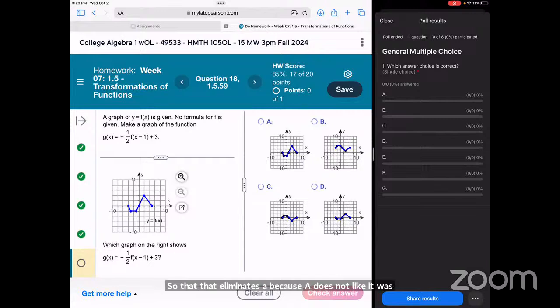Then we multiply the outside by a negative, so it should flip vertically. So it should be upside down. So now A and D are out of the question. And then up 3, the only one that went up 3 is B. So I'm going to go with B.